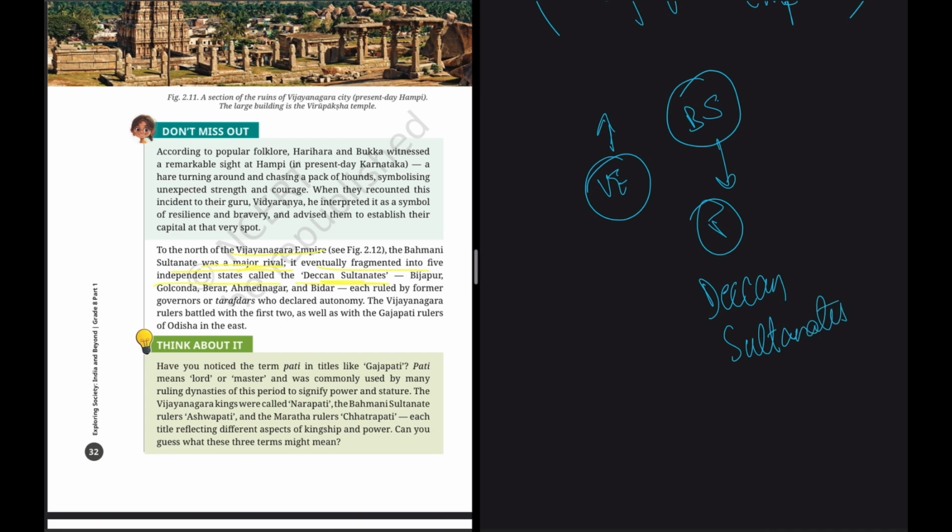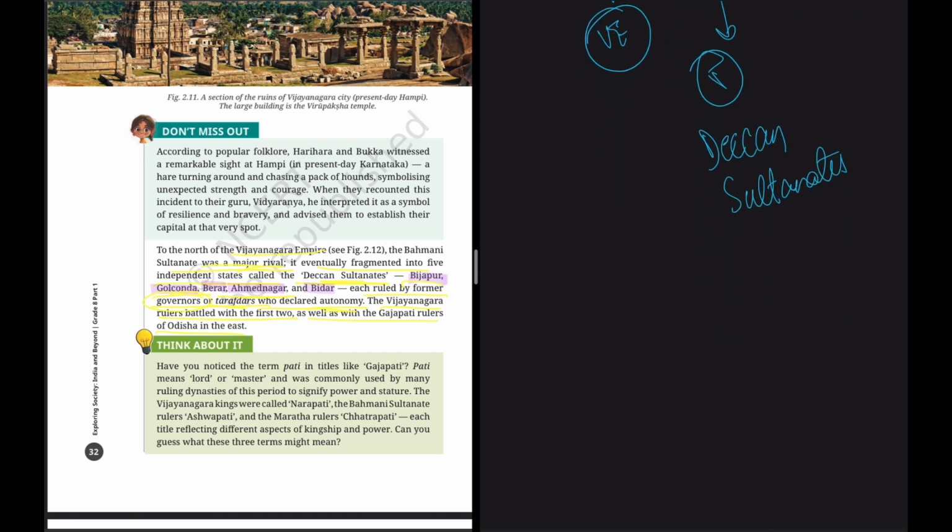That is Bijapur, Golconda, Berar, Ahmednagar and Bidar, each ruled by former governors or Tarafdars who declared autonomy. So each of these 5 were ruled by former governors or Tarafdars who had declared their autonomy. And the Vijayanagara rulers battled with the first two as well as with the Gajapati rulers of Odisha in the east.